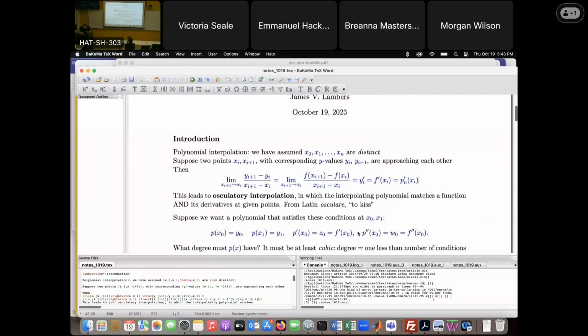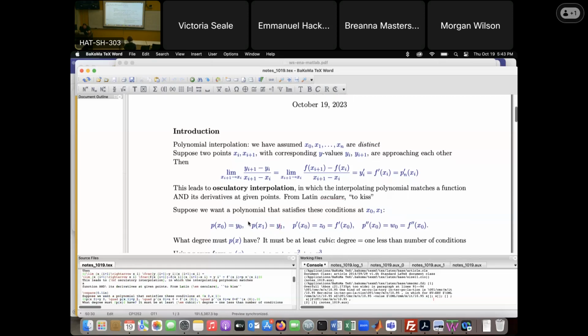And then we also want the second derivative of our interpolated polynomial at x0 to equal some specified value. That's f double prime of x0. So at x0, we have three conditions. It has to match f, f prime, and f double prime. At x1, we only have one condition, the usual condition of y value.